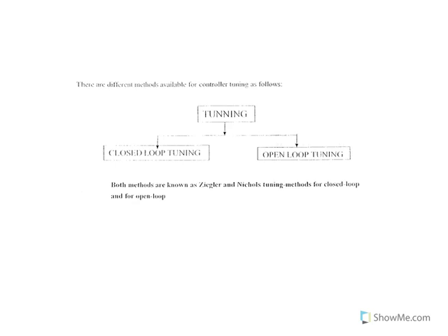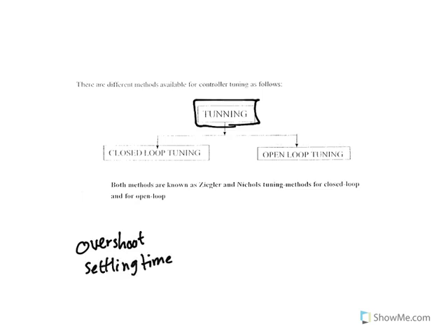So the tuning here is very important because you're gonna change these parameters in order to maintain the process variable within acceptable variation. For example, the overshoot percentage, the settling time, and also the offset or the error offset, or the dead time also.